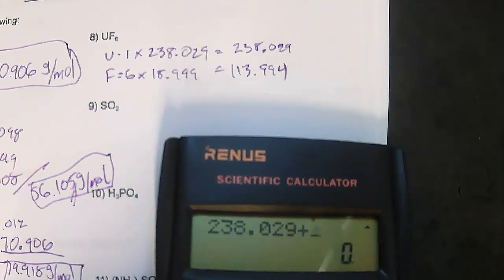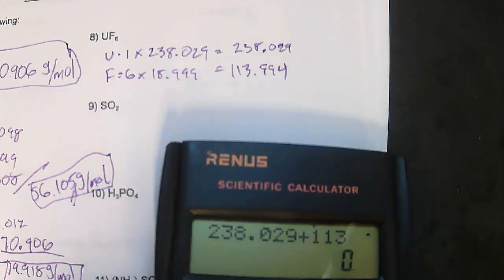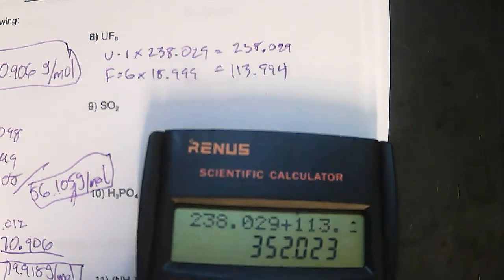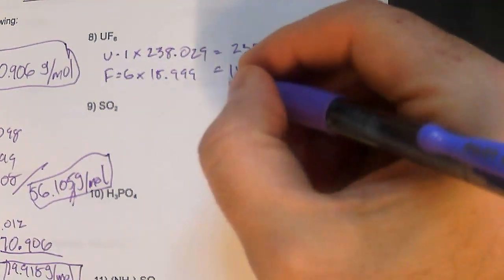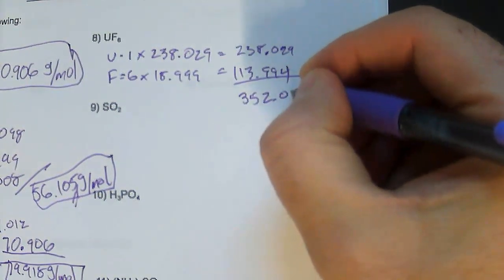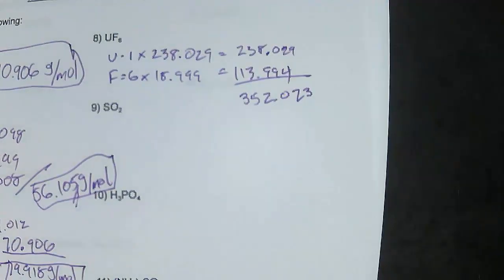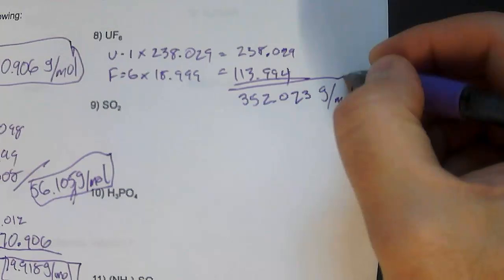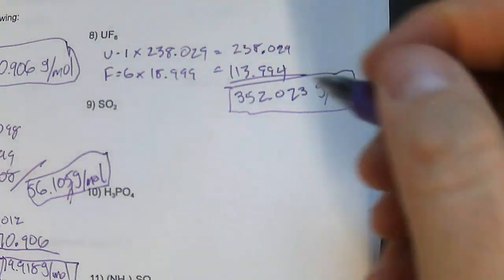Plus 113.994 is 352.023. So 352.023. And again, make sure you put your units grams per mole. That's going to be important for the next thing we do.